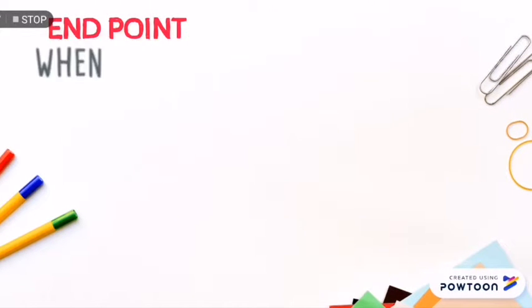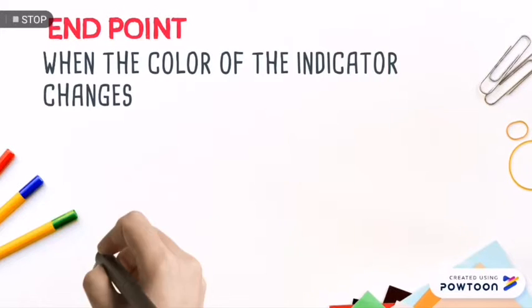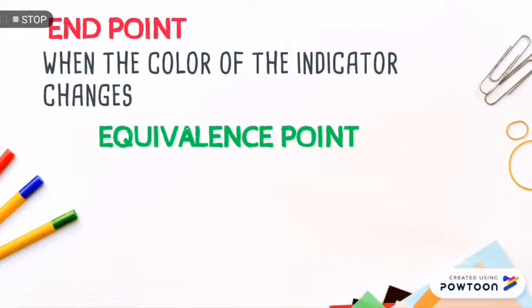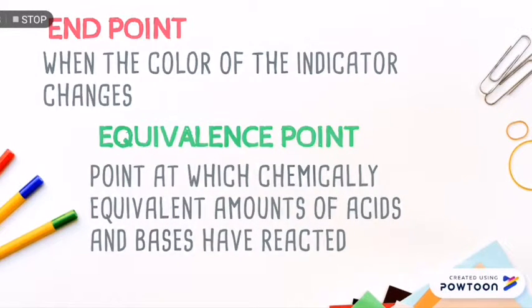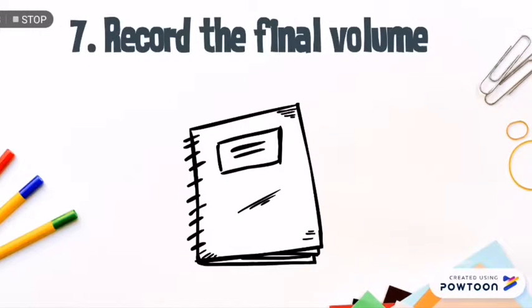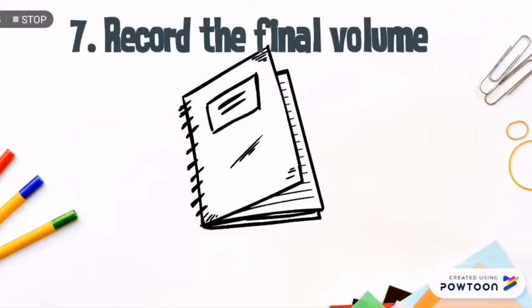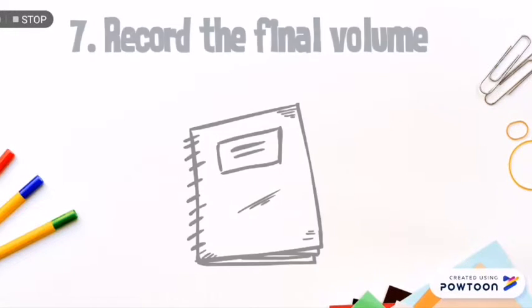The endpoint is reached when the color of the indicator changes. It is preferred if the color remains very light but is constant, meaning it doesn't change anymore even if you swirl it. Ideally, the endpoint should coincide with the equivalence point, which is the point at which chemically equivalent amounts of acid and base have reacted. Seventh, record the final volume of the titrant added. For accuracy, the experiment must be repeated several times to get consistent values for the titrant.